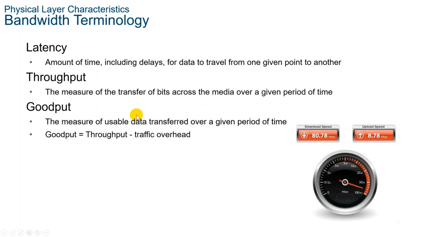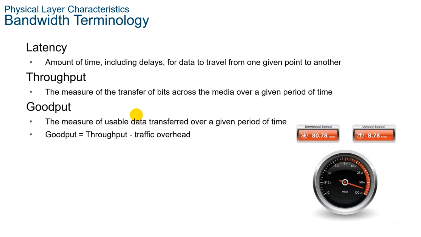All right, so how about the bandwidth terminology? What are the terms used to measure the quality of bandwidth? This includes latency, throughput, and goodput. These three terms are often used to describe bandwidth. Let's dig into the details of these terms.